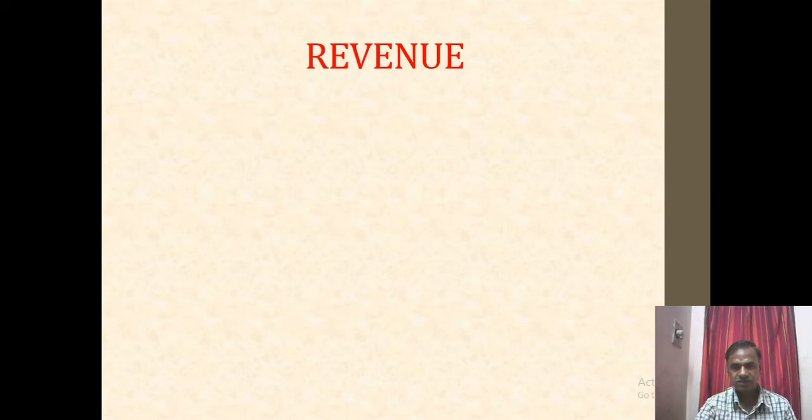In the last class we studied cost. Now we are going to study revenue. Profit is equal to total revenue minus total cost. So, to find the profit, we need the concept of revenue. So, in this lesson, we are going to study revenue, various types of revenue, and the relationship between revenue concepts. Now, first, what is the meaning of revenue?